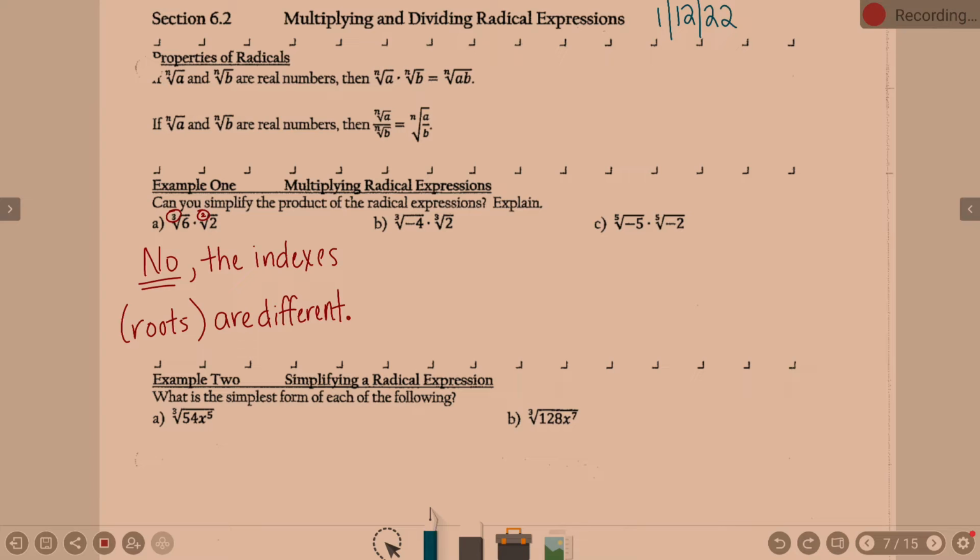Okay, B. Cube root of -4 times the cube root of 2. Can I simplify that? Yes. Oh, yeah. I'm hearing some yeses, hearing some no's. What's the reason? Both of my n values, my indexes, my roots, are 3s. So yes, we can.